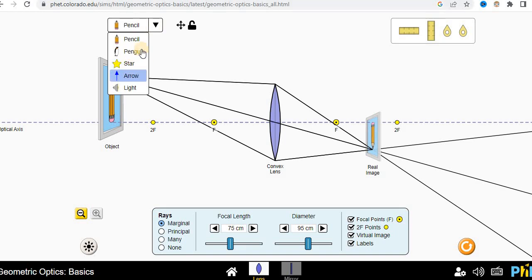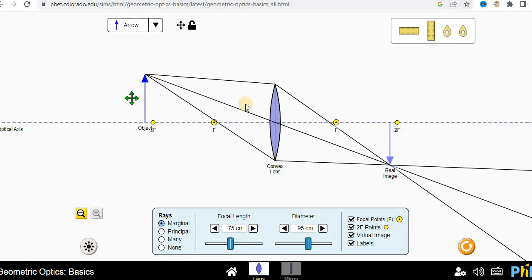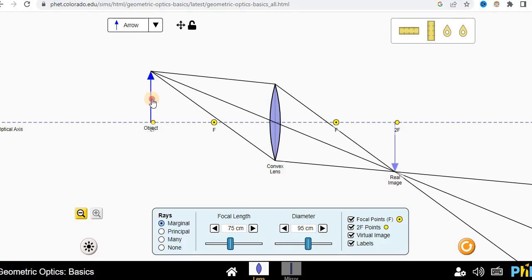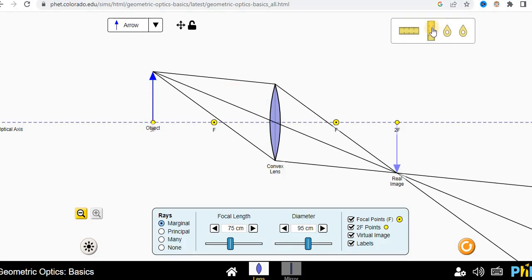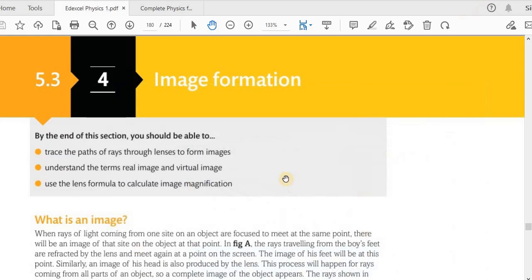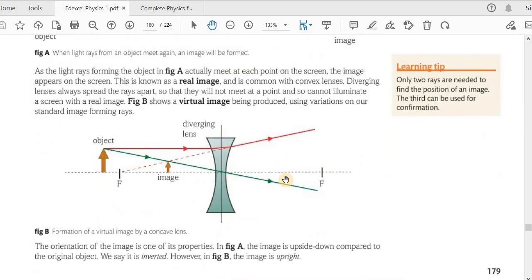I can have a pencil, I can have an arrow. Okay, so you see, in the textbook we are using an arrow. And I can even measure with this ruler. See, so it's about 66 centimeters here. Let's see, you see it's about the same, 66. Okay, so that's the end of that lesson about image formation.